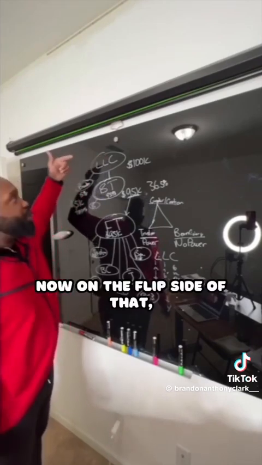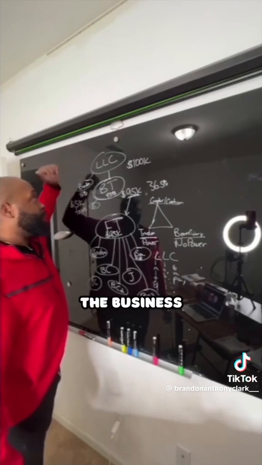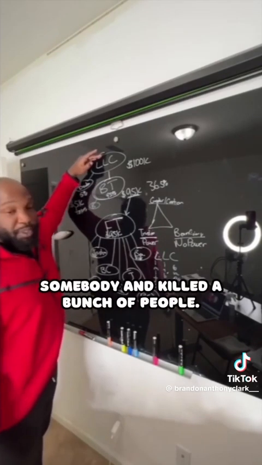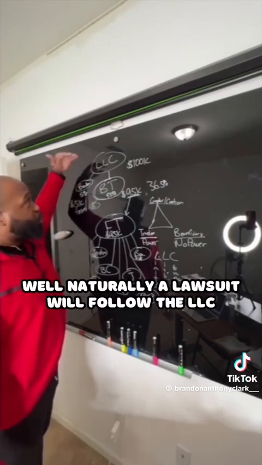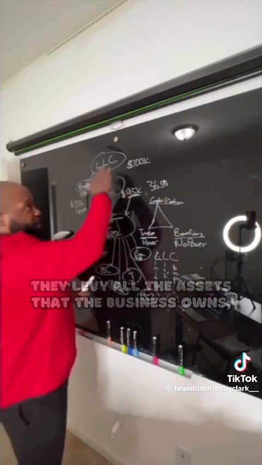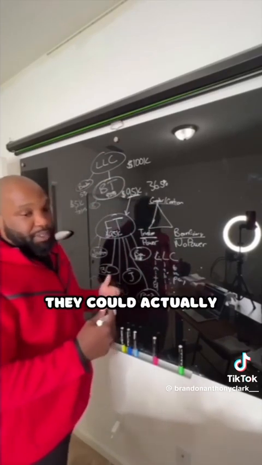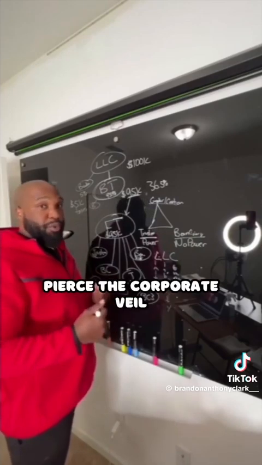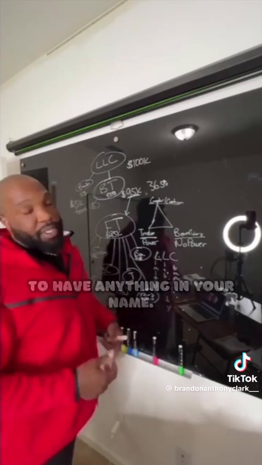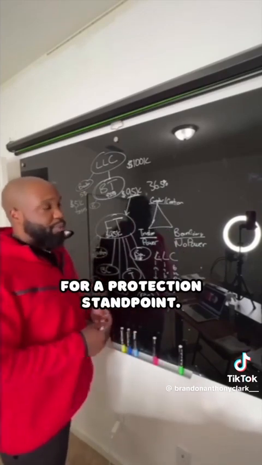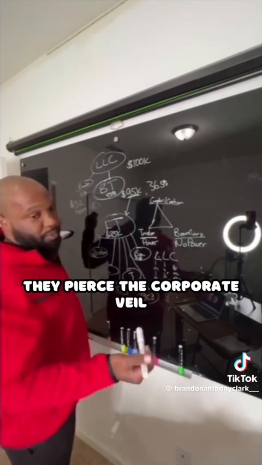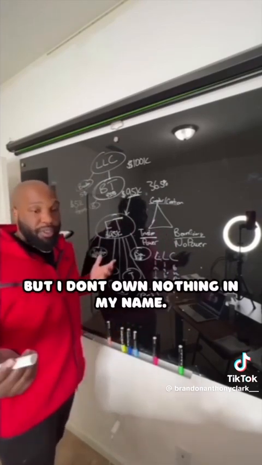Now on the flip side of that, let's say the business owned the truck, and let's say the business hit somebody and killed a bunch of people. Well, naturally a lawsuit will follow the LLC. Let's say a judge decides, after they levy all the assets that the business owns, to do what they call pierce the corporate veil, right? And they could come after my personal assets, which is why you don't want to have anything in your name from a protection standpoint. So essentially, if somebody were to sue the LLC and pierce the corporate veil, they'll see that I own it, but I don't own anything in my name.